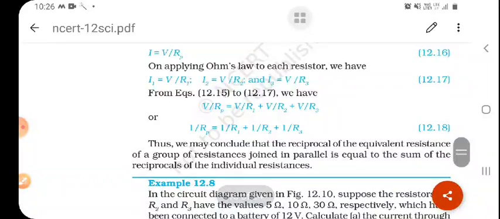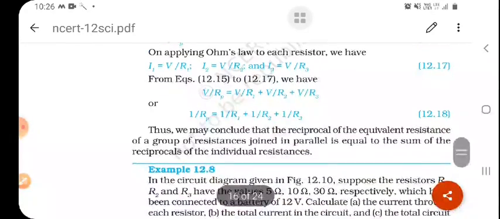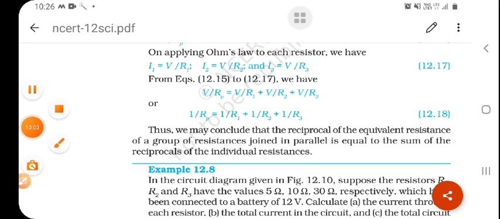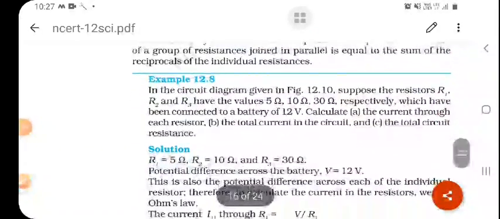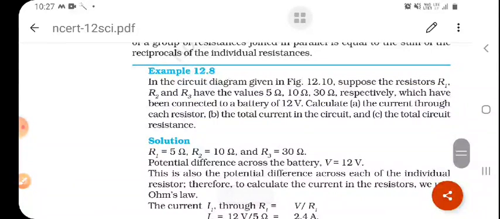Thus we may conclude that the reciprocal of the equivalent resistance of a group of resistances joined in parallel is equal to the sum of the reciprocals of the individual resistances. Okay, we see a real example, number 12.8.